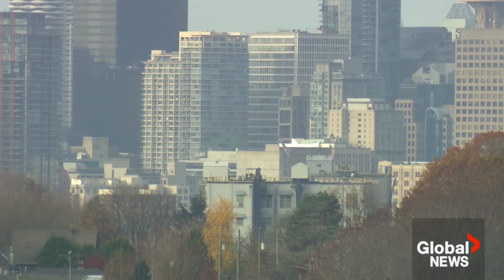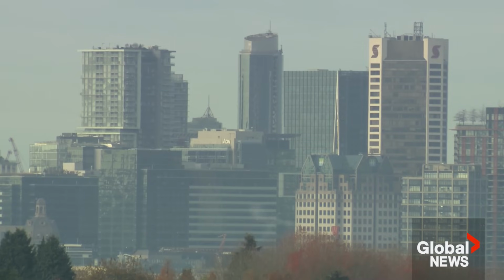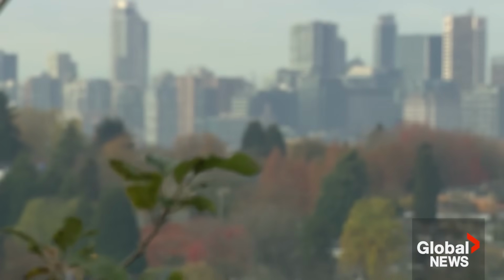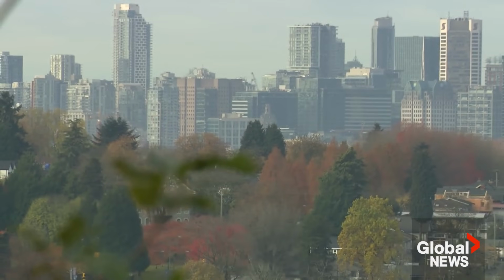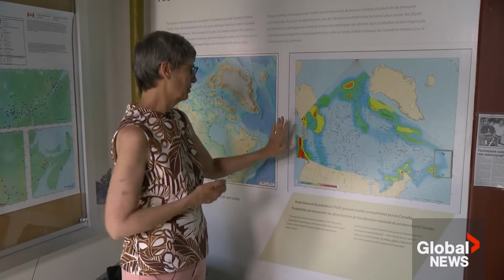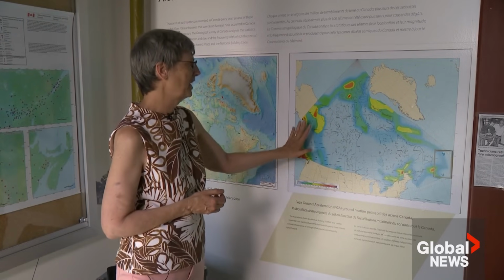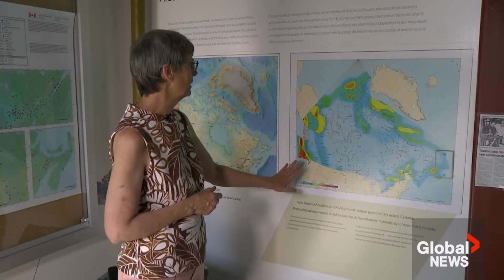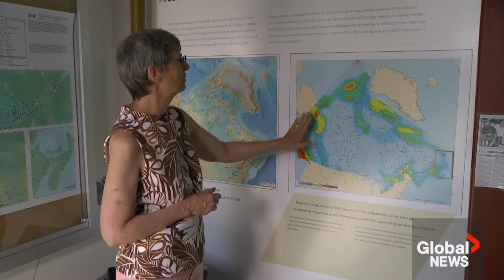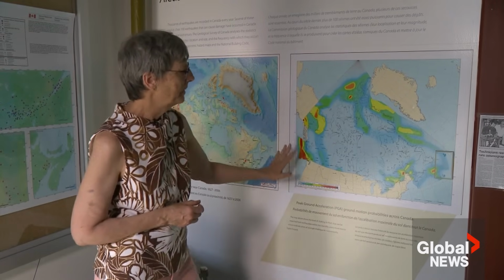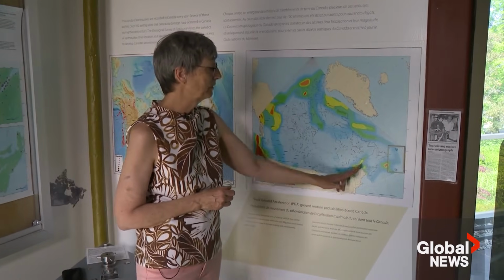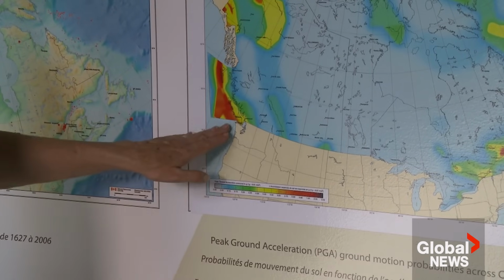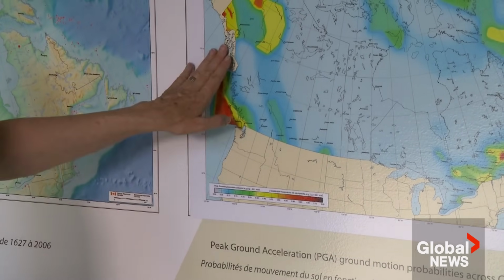Even without precise predictions, earthquake science helps shape Canada's building codes, ensuring structures like hospitals, schools, and power plants are built to withstand the shaking. This shows where the strongest levels of shaking in Canada are, which you can see are here on the west coast. There's a few places up north, and then along this part of the St. Lawrence Seaway is subjected to stronger shaking as well.